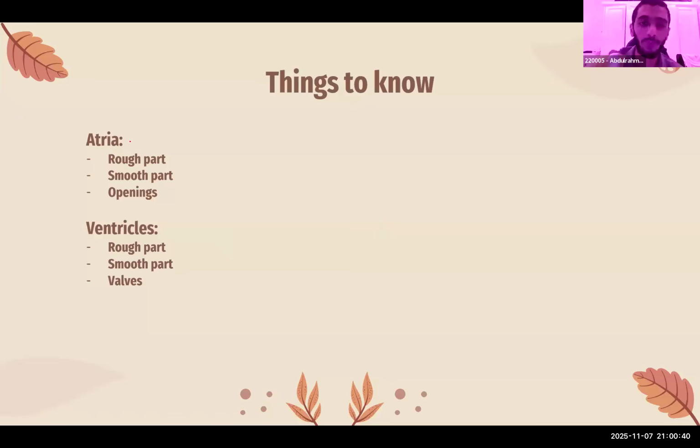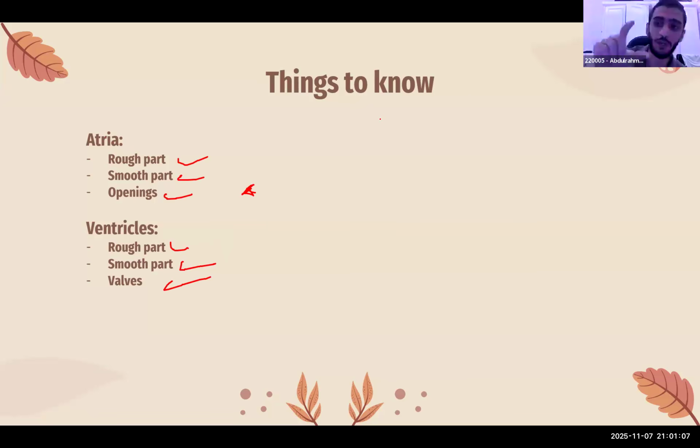So for the atrium, you have to check off there is a rough part, a smooth part, and then the openings. And you can have special features. For the ventricles, you have a rough part, a smooth part, and the valves. So this is our checklist that we're going to go through. When we go to the atria, we're going to check off the rough part, the smooth part, the openings. When we go to the ventricles, we're going to check off the rough part, the smooth part, and the valves. If you keep this checklist in mind, you can just be crossing it off.